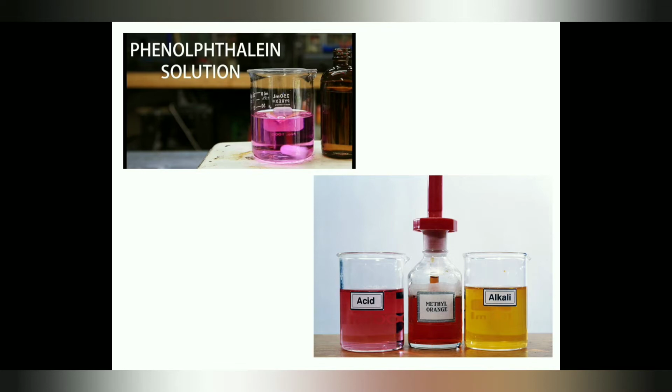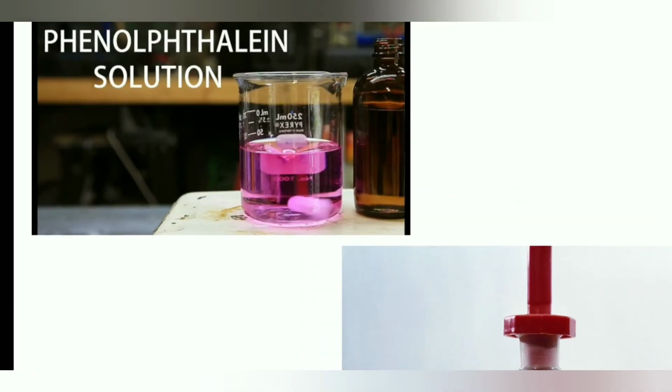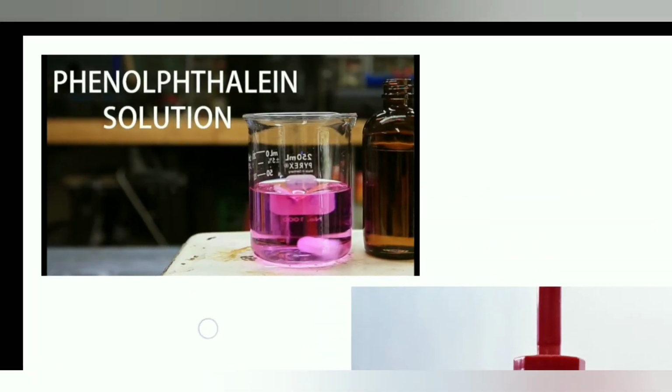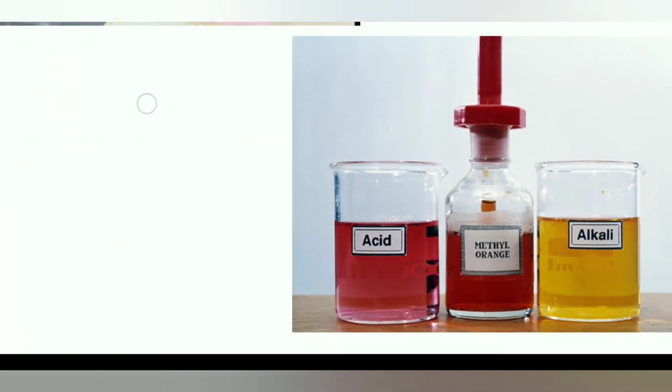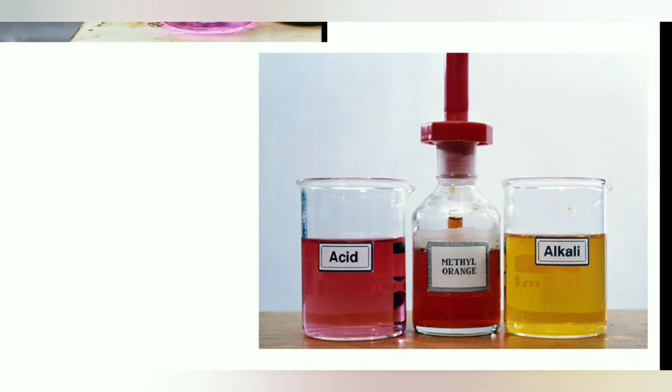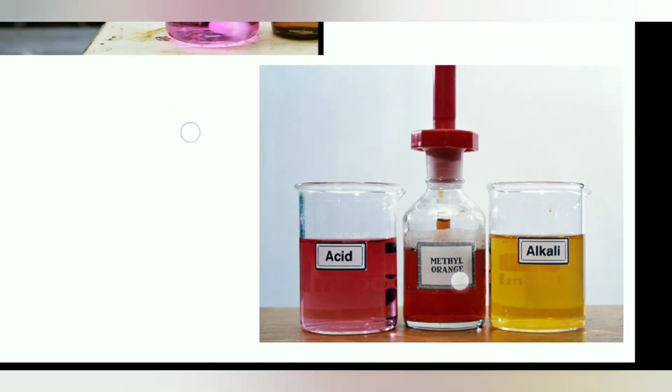See in the picture, phenolphthalein is colorless in acidic solution, whereas it is pink in basic solution. Then methyl orange is red in acidic solution and it gives yellow color in basic solution.